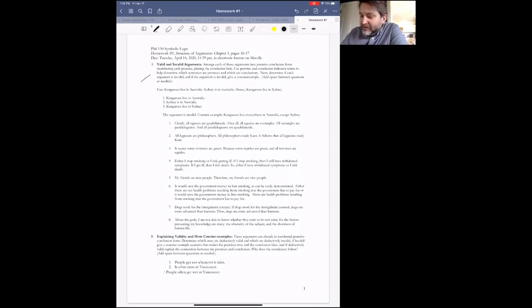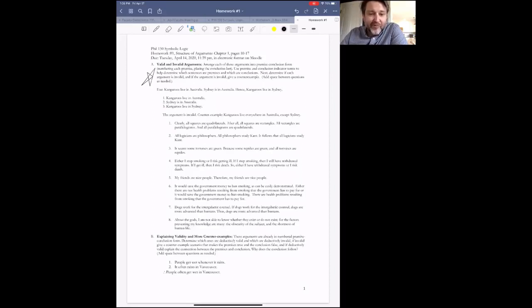Okay. So your first assignment asks you to consider a series of informal arguments and to think about whether those arguments are valid or invalid. If they are invalid, you're supposed to provide a counterexample to the argument. So the example, of course, we're given here is an invalid argument. The argument is: kangaroos live in Australia, Sydney is in Australia, hence kangaroos live in Sydney.